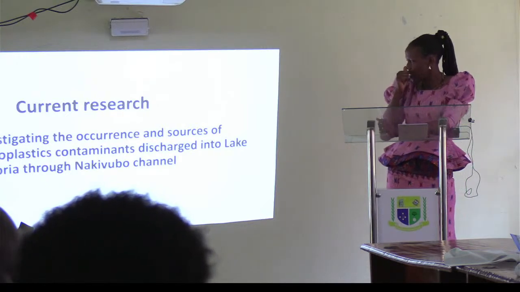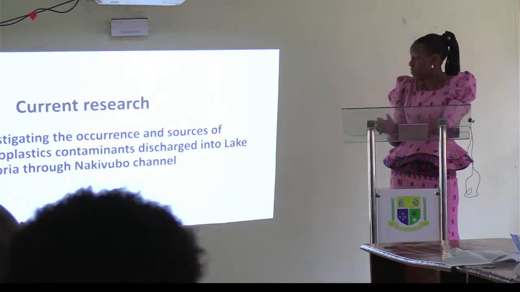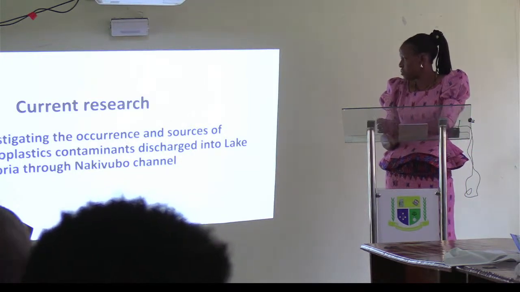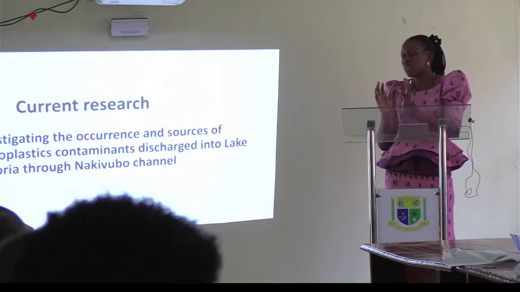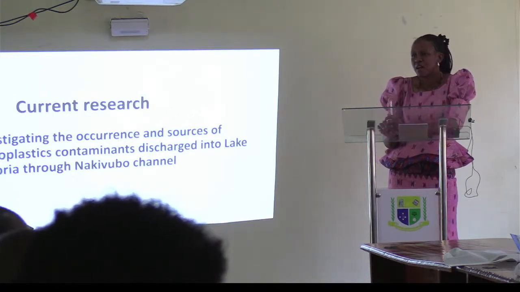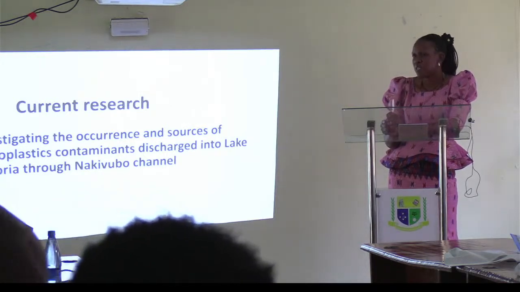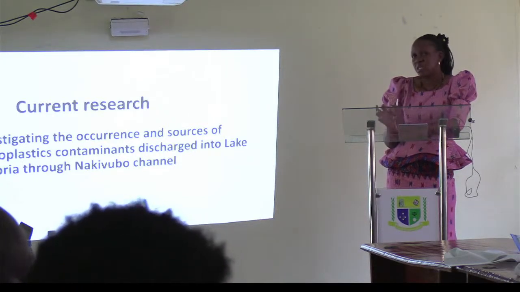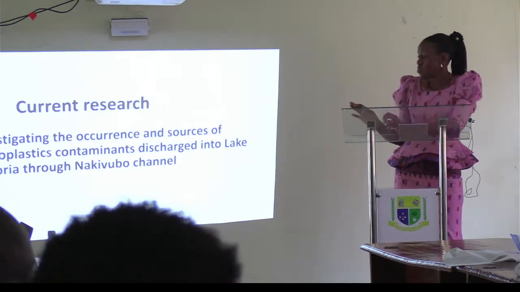So I included some bits of research that we are doing. We are investigating the occurrence of microplastic contaminants in Lake Victoria through the Nakivubo Channel. Nakivubo Channel is one of the points which have been put in the city to help collect the stormwater after a runoff. But you find that its management has not been the best.